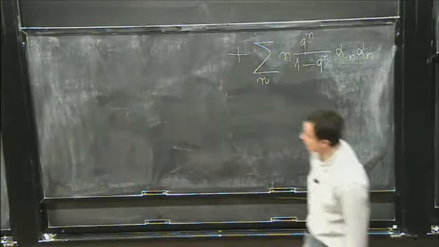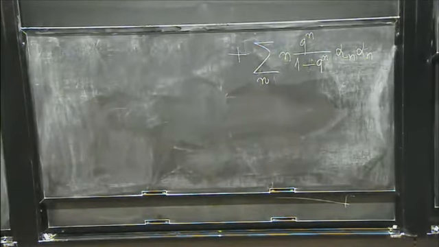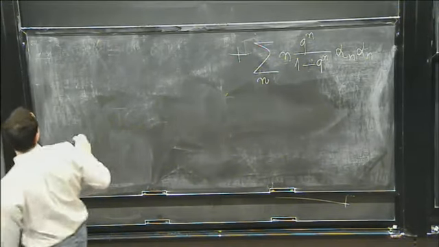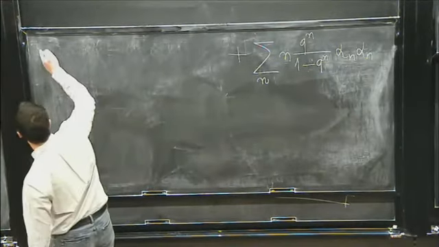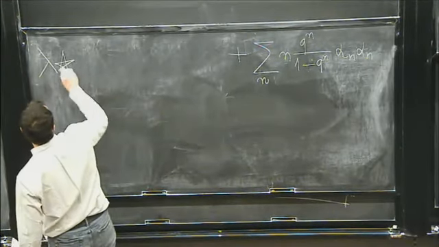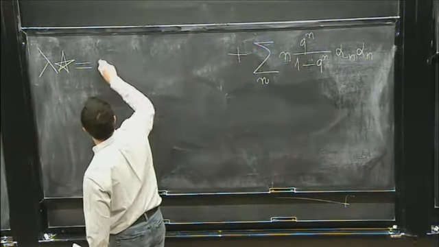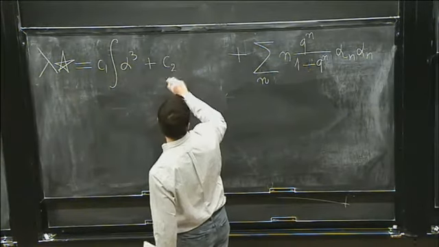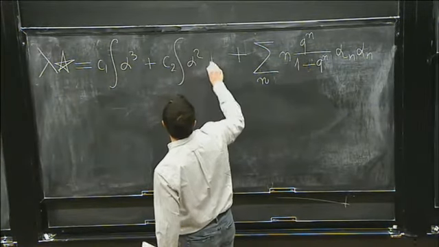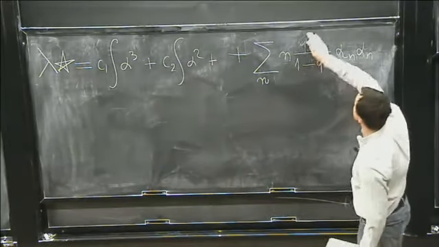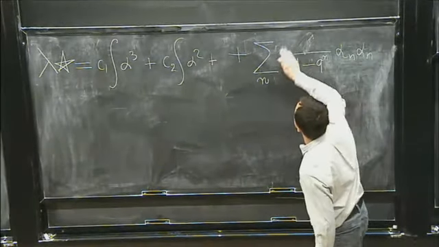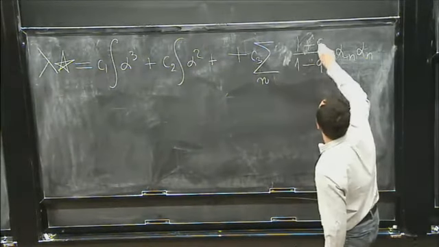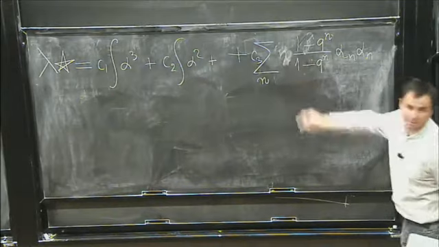But the way to do it is you form the generating function alpha of z to be the summation over n of alpha minus n z to the n. And what you write here is, my entire operator of quantum multiplication by the generator equals some constant which doesn't matter times the integral of alpha cubed, plus some other constant which doesn't matter times the integral of alpha squared, plus there's a contribution to this, and some other constant, 1 plus q to the n.